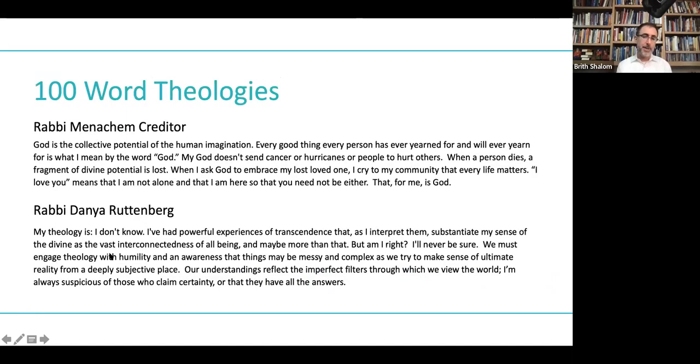So rabbis were asked to write 100-word theologies. I think there's 4 or 6 of them. There's 6 of them. We'll read 3. Rabbi Danya Ruttenberg: my theology is, I don't know. So there's that religious but not certain, even coming from a rabbi, because she's describing her struggle, her wrestling with God.